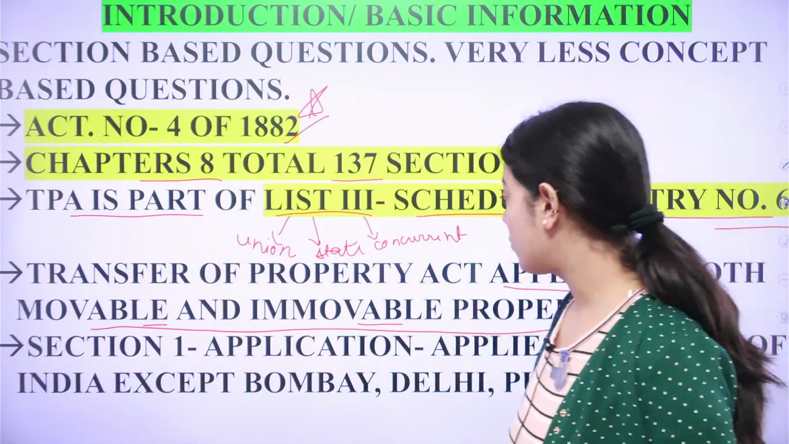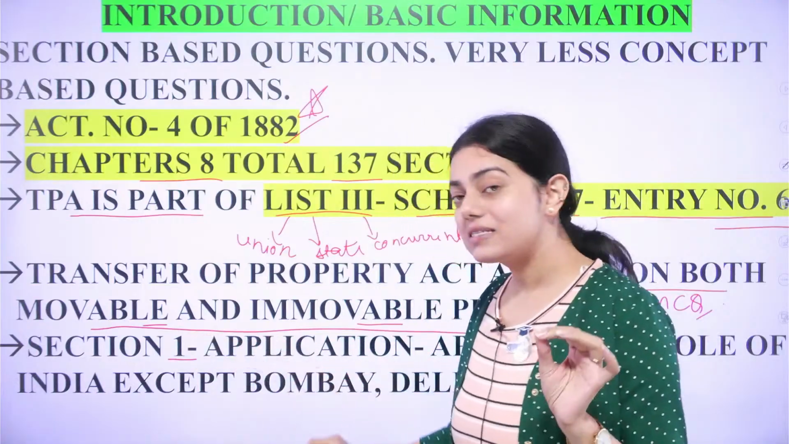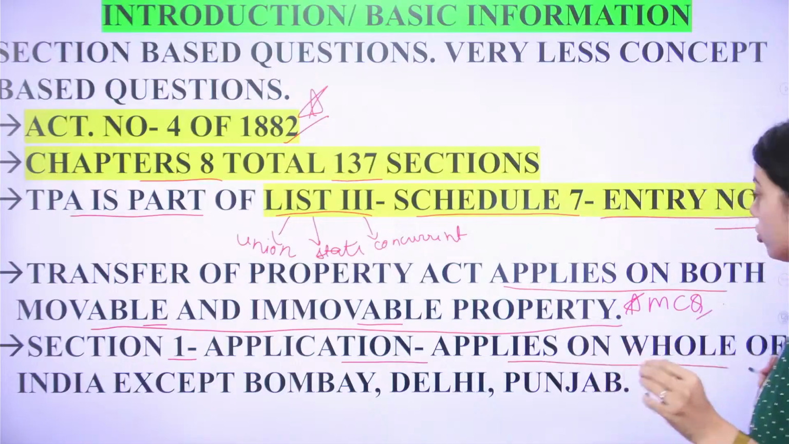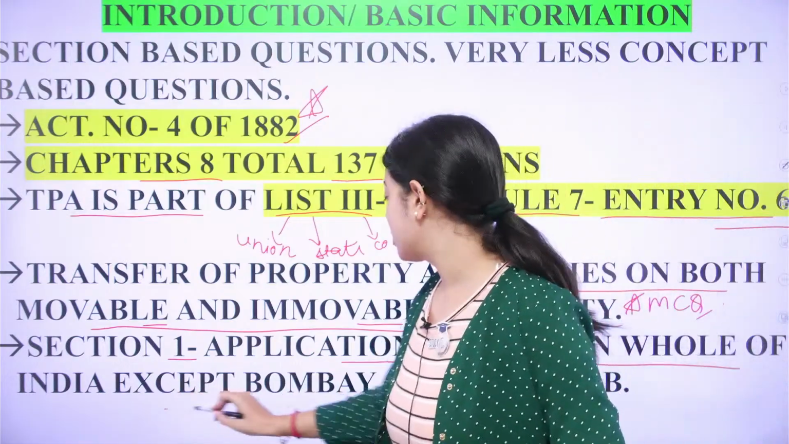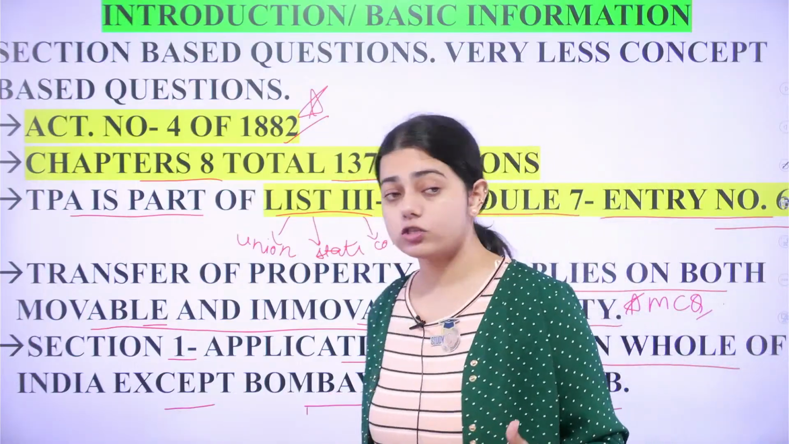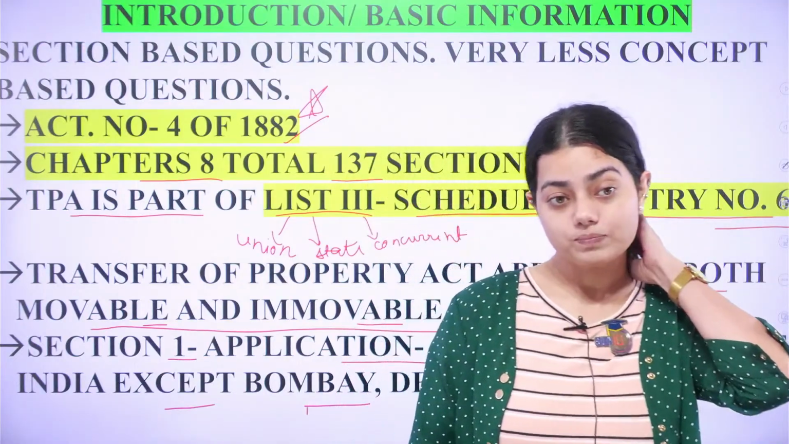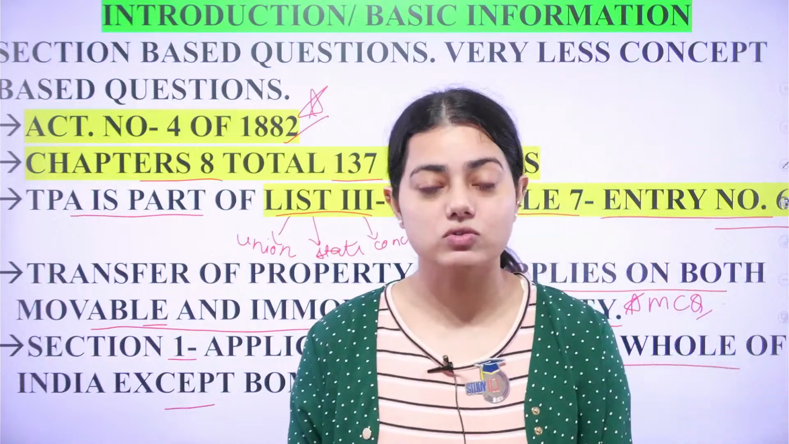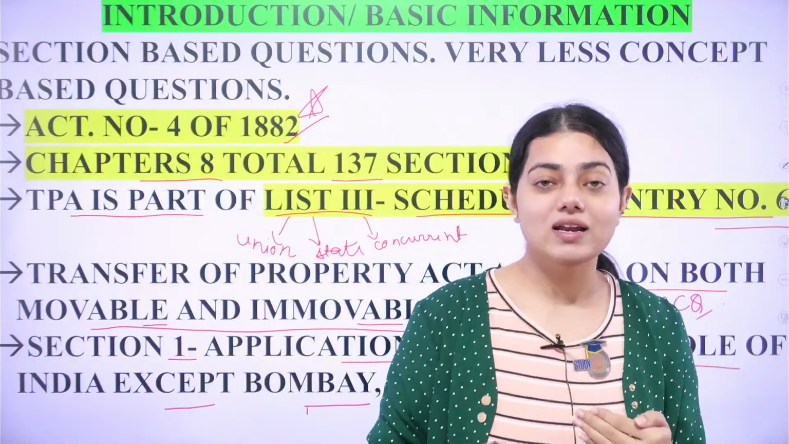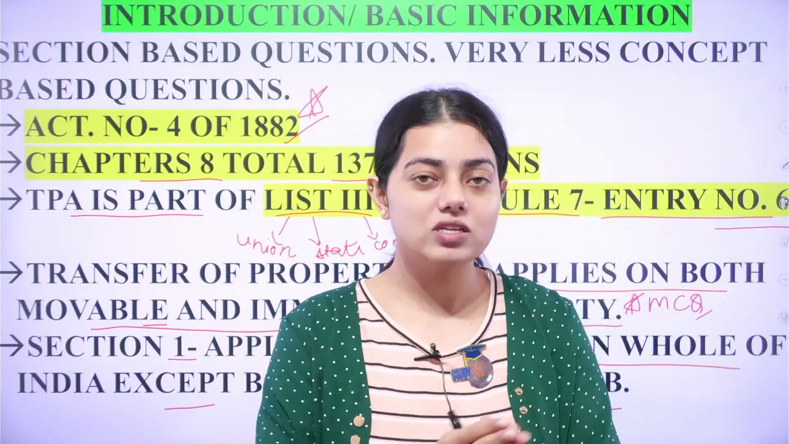Now let's move forward. Now what is section number 1? Section number 1 talks about the application and applies to the whole of India except Bombay, Delhi and Punjab. Now it is applicable in Bombay also after the amendment which was made. Yes, we will do the MCQs, but in the starting I am teaching you the preliminary sections because I have analyzed the papers and I could see that this section is very important.